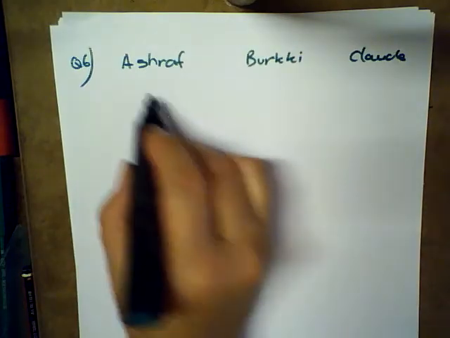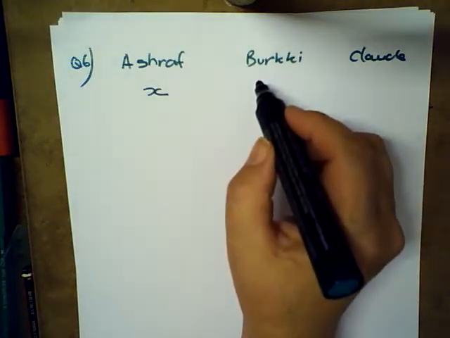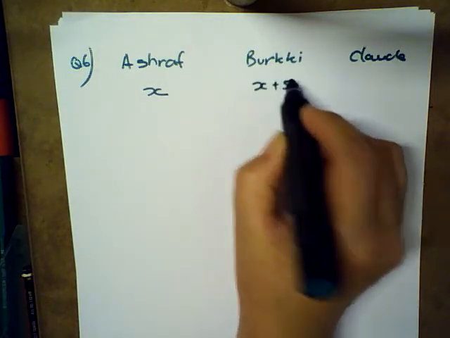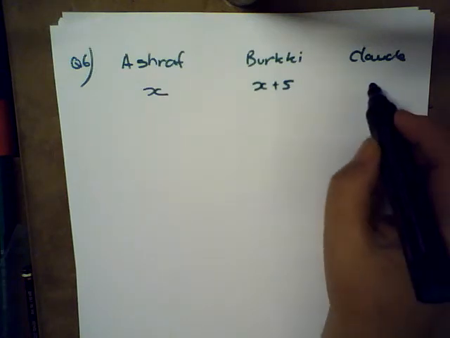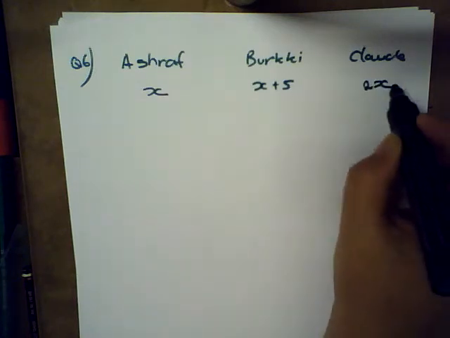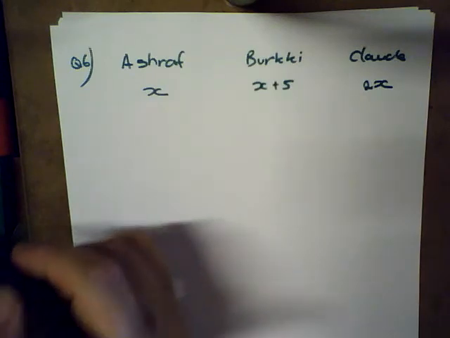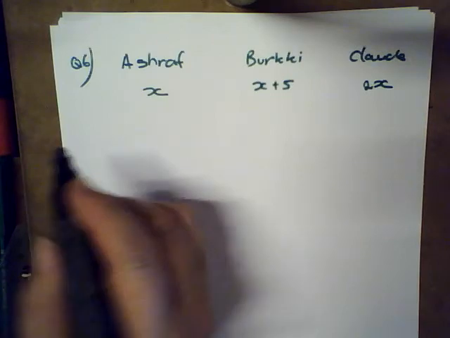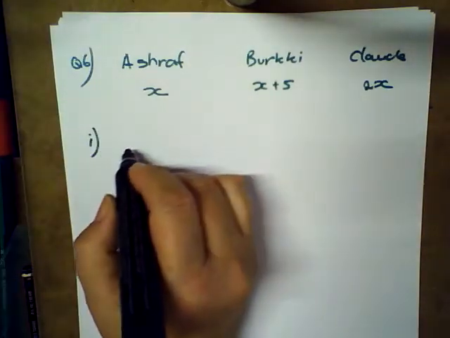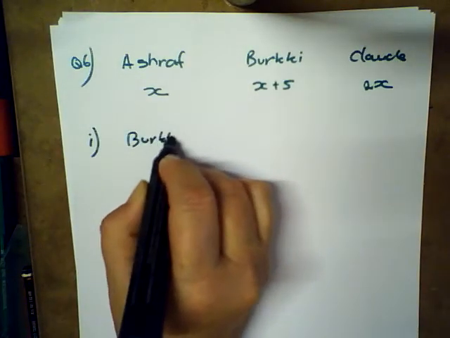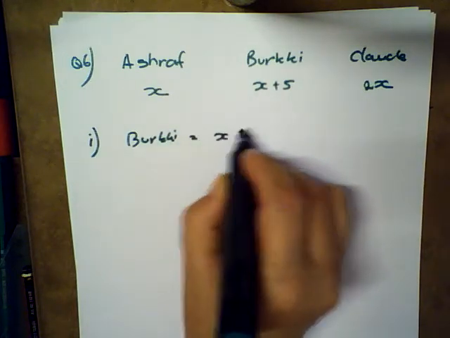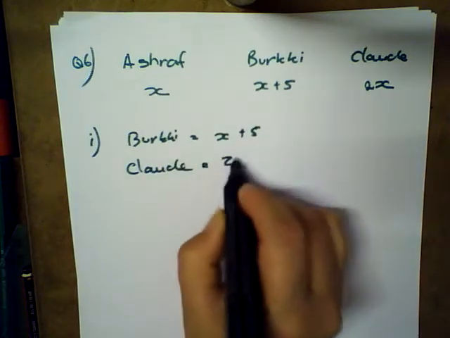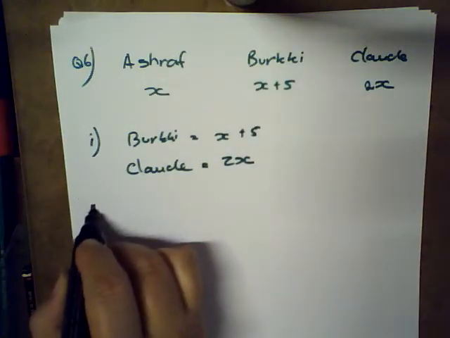Okay, so Ashraf was x years old. Berkey was 5 years older than Ashraf, and Claude was twice as old as Ashraf, so 2x. Okay, so I've done the hard work. Now we can answer the questions. Write down in terms of x the ages of Berkey and Claude on the 1st of January. We've already done it, we can just answer it. So Berkey was x plus 5 and Claude 2x.